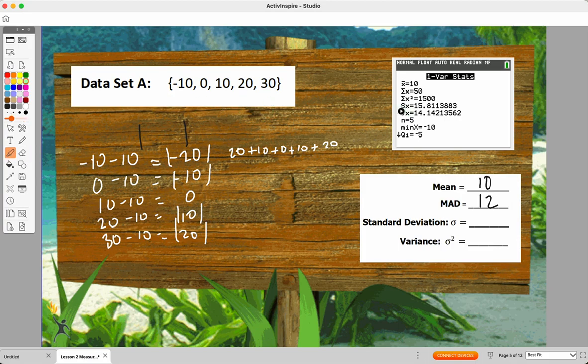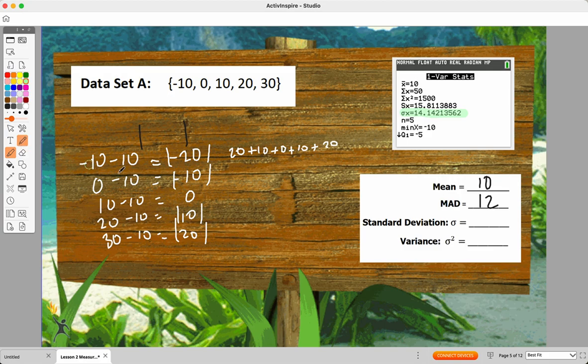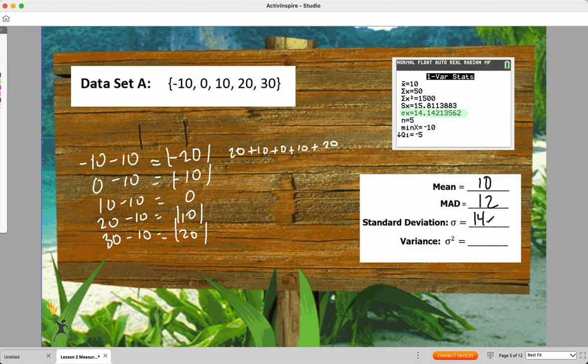Our standard deviation is right here. We're only going to bother going to the nearest hundredth. So that's our third digit right here, so that's our second digit. So our standard deviation is 14.14. That's not that far off from MAD. That's how far it deviates from the mean, about 14 away. So the average distance from the mean is 14, from all the different points.